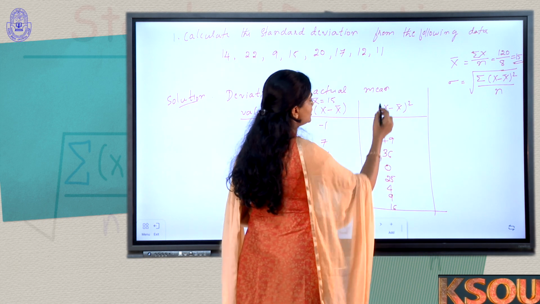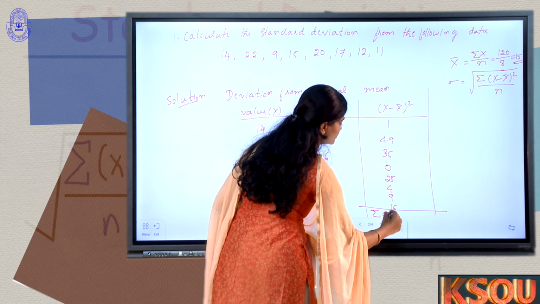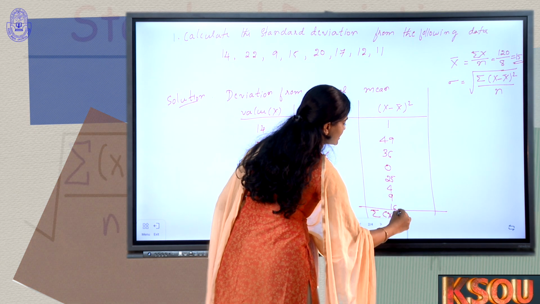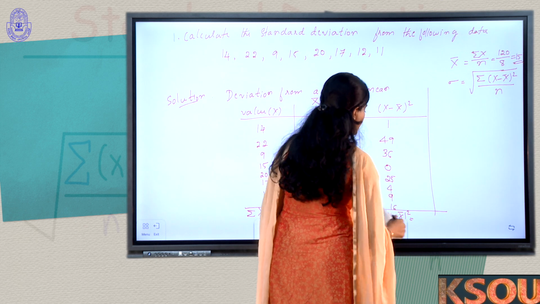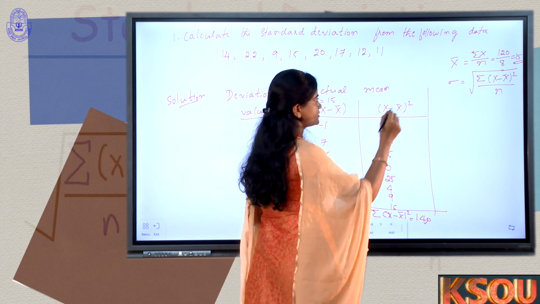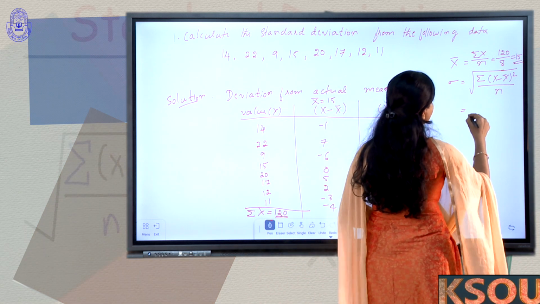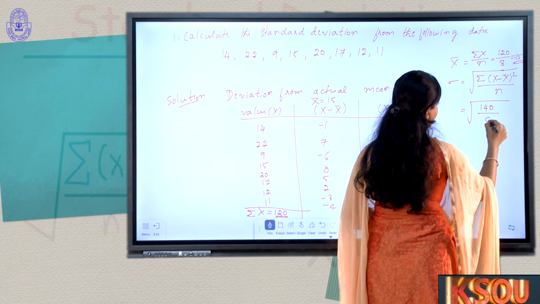under the actual mean, we will have to take the summation of this value, that is (x minus x bar) whole square. So the answer will be 140 for that. Take that value into this formula: square root of 140 divided by 8.